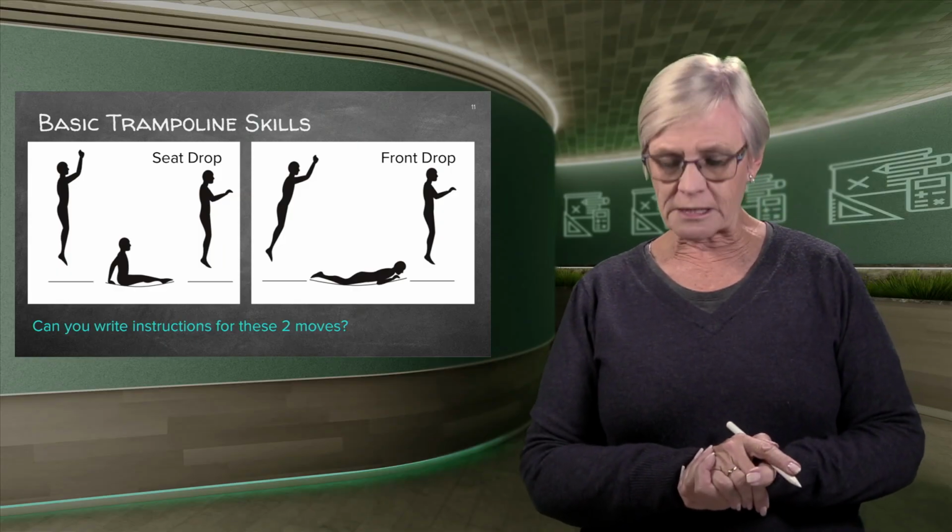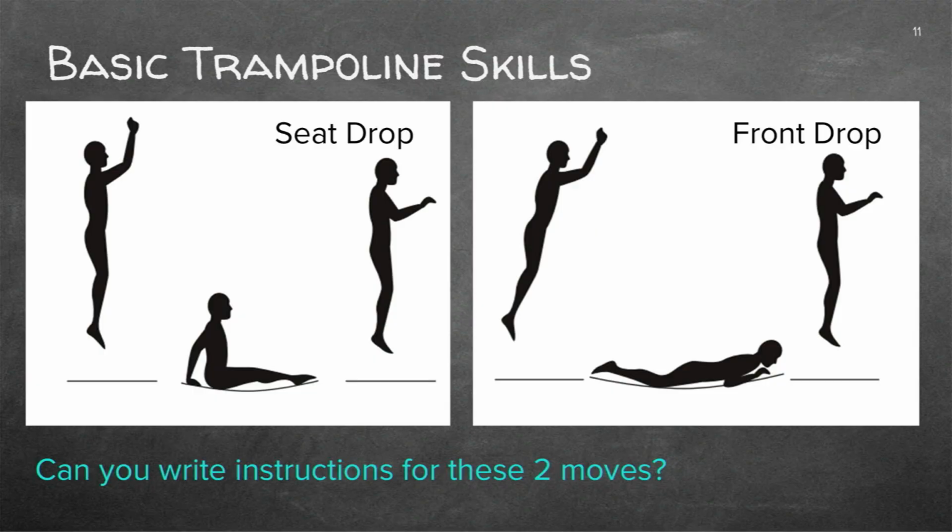And then the front drop tells me I've got to jump at a bit of an angle, and then I've just got to flop down onto my tummy, and then I'm going to pop up. So that looks easy in those diagrams, but is it really good instructions? Are they really going to work like that? So let's go and look and see.